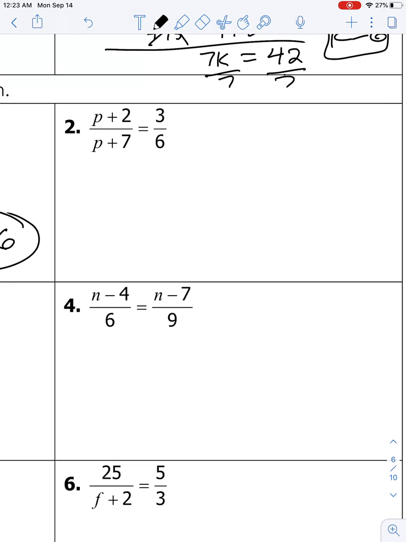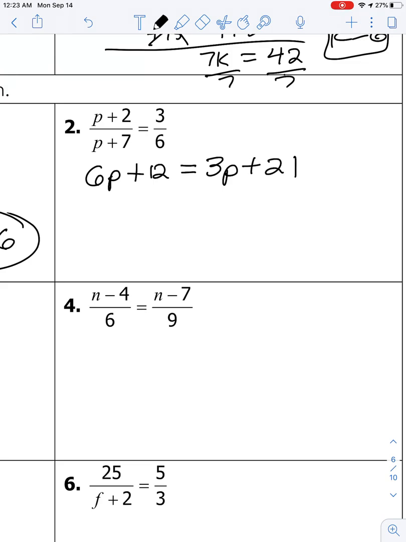So obviously, you can look crosswise, you're going to be distributing twice, essentially. On this one, I'll start with the 6. 6 times p is 6p. 6 times 2 is 12. All right, and then the other side. 3 times p is 3p. 3 times 7 is 21.